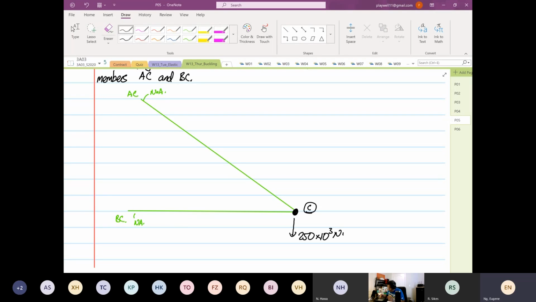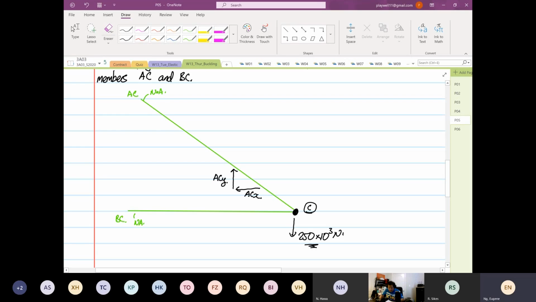So we know now, over here, this is known as our ACY. The ACY has to be pushing upwards to counter the downwards 250 times 10 to the power 3. As I said, this is a truss analysis. All the forces must be parallel to the what? To the neutral axis. So for this case, we are going to have an ACX over here.